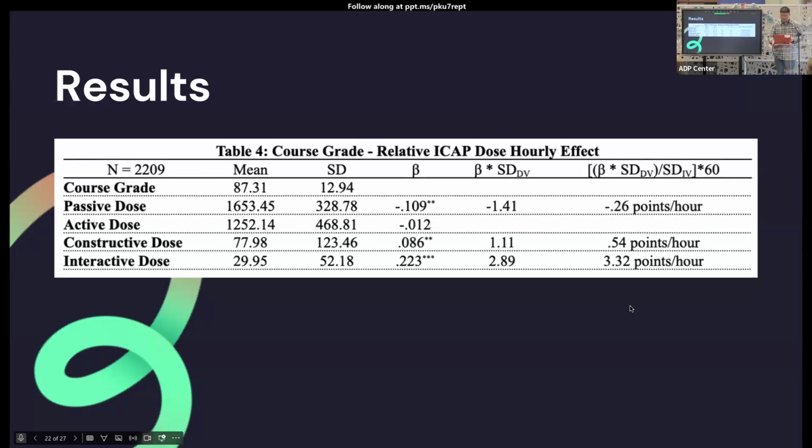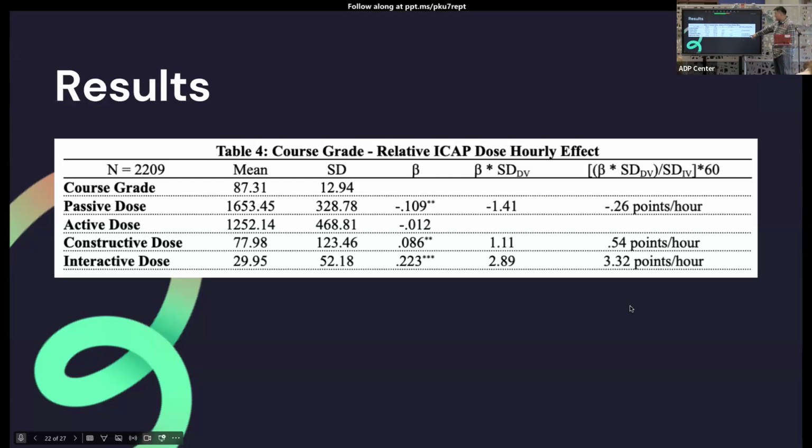But I do think it's quite plausible, and we need to do more research on that, obviously. And so for course grades, we found no relationship with the active dose. But passive dose, for course grade, was minus 2.26 points per hour of course contact, which is pretty remarkable. Even if you take that small quarter of a point, there's a lot of hours in the course, right? Same thing with constructive dose, 0.54, a much higher increase.